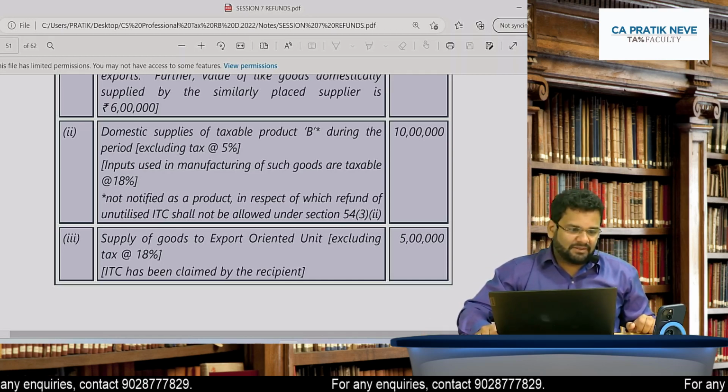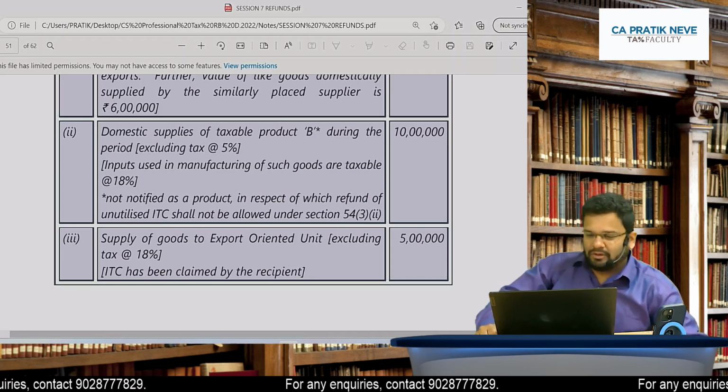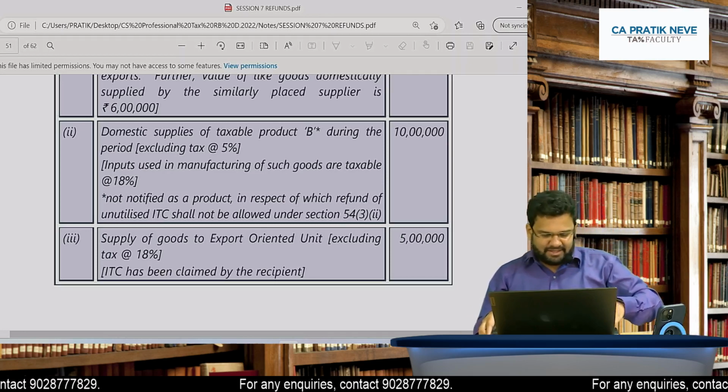I have never been this clear in the topic of refund. Okay, I'm happy, it's a pleasure that now it's clear to you.